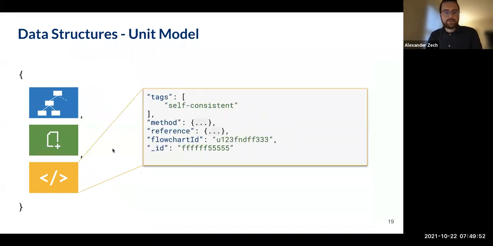And then finally, we have metadata about the unit model. So this includes unique identifiers, tags, as I mentioned before, then references. This would be reference to literature, and the method object, which I will explain on the next slide.